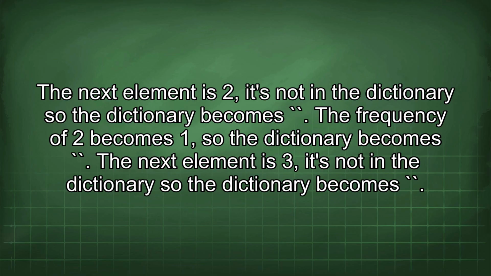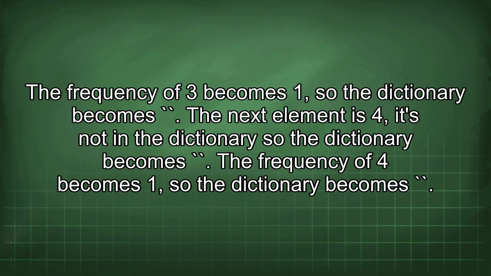The next element is 2. It's not in the dictionary, so the dictionary becomes {1: 1, 2: 0}. The frequency of 2 becomes 1, so the dictionary becomes {1: 1, 2: 1}. The next element is 3, it's not in the dictionary, so the dictionary becomes {1: 1, 2: 1, 3: 0}. The frequency of 3 becomes 1, so the dictionary becomes {1: 1, 2: 1, 3: 1}.